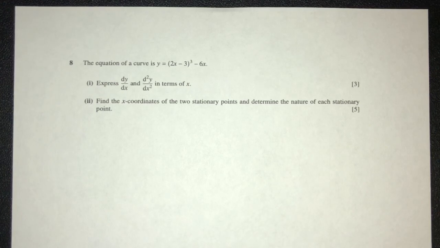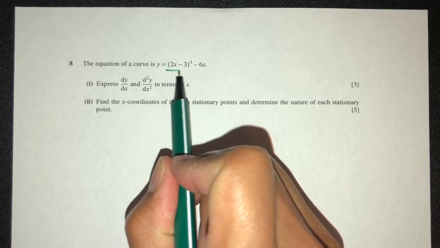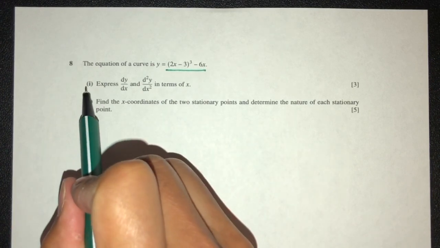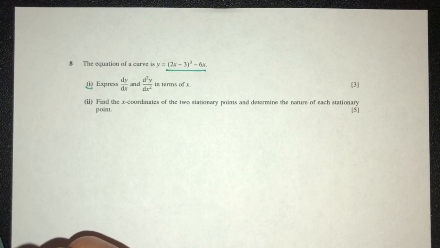Let's move on to the next question. The equation of a curve is given to you by this. Okay, now part 1, we have to find dy by dx and d2y by dx2. So pretty easy. We have to differentiate one by one.